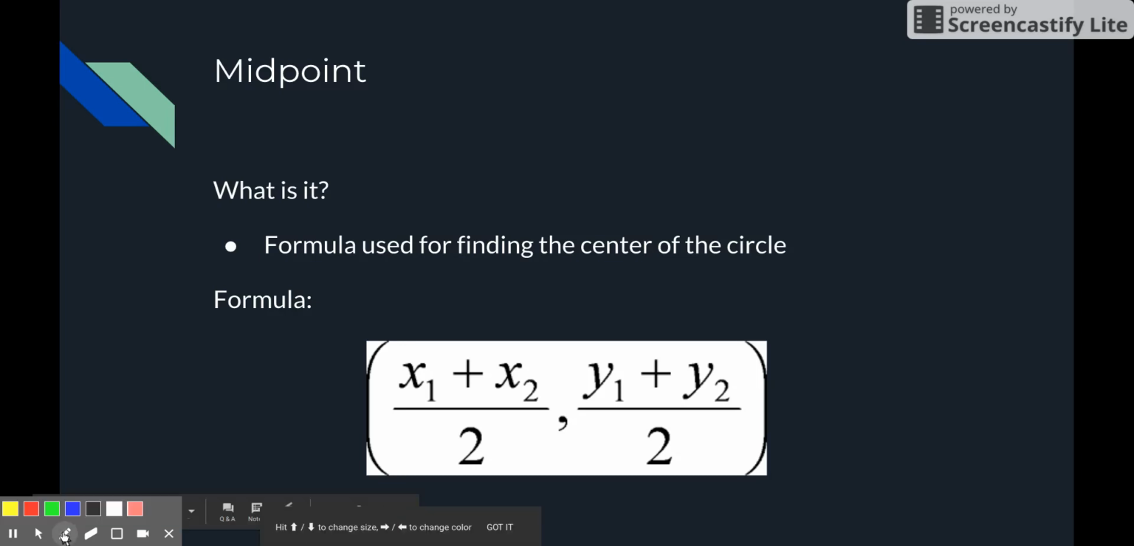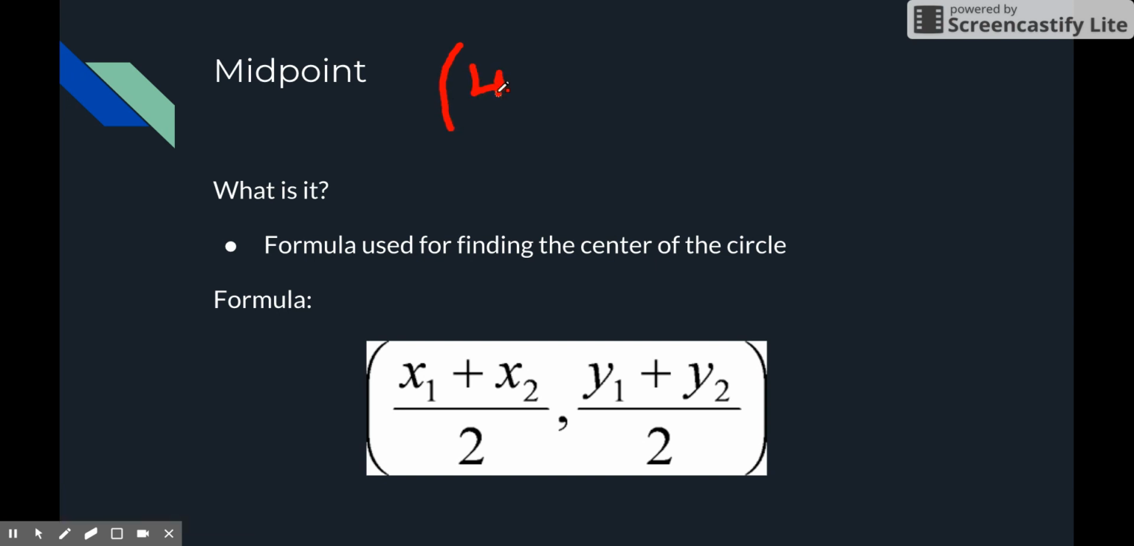What you would do is take the x values of the 2 points and add them together, and then divide that number by 2. So 4 plus 6 is 10, divided by 2 is 5. It's the same with the y values, so 4 plus 10 is 14, divided by 2 is 7. So the center of your circle would be at (5, 7).